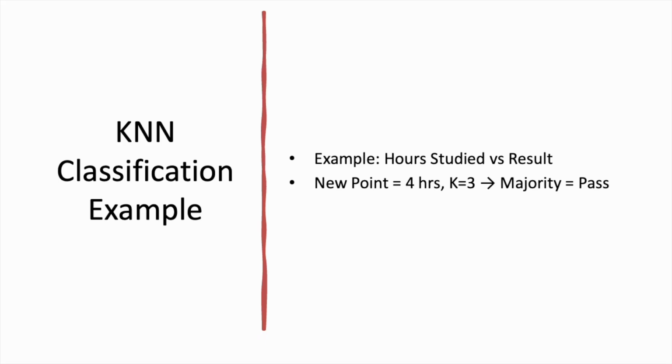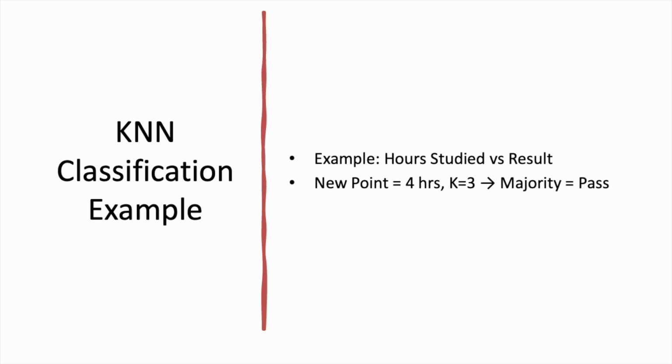So when a new student studied for 4 hours, what will you predict? You want to predict whether they will pass or fail. We calculate the distance from this new point, which is 4 hours, to all the existing points. So the distance of 4 hours from 1 hour will be 4 minus 1, that is 3. From 3 hours will be 4 minus 3, 1. From 5 hours will be 1. From 6 hours it will be 2. We are just subtracting it.